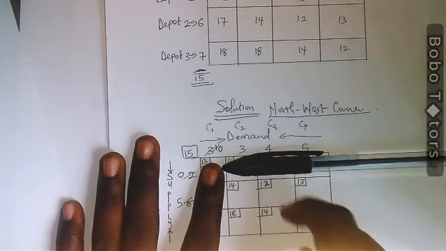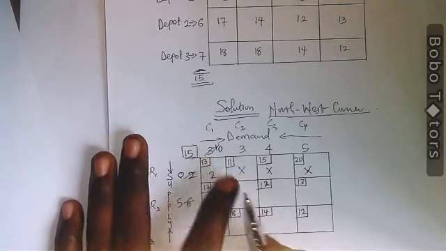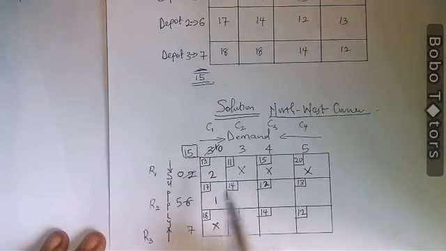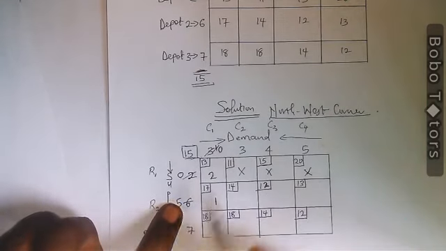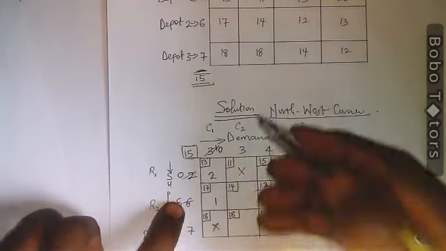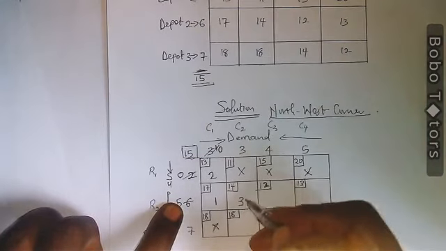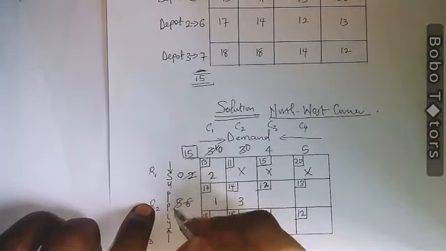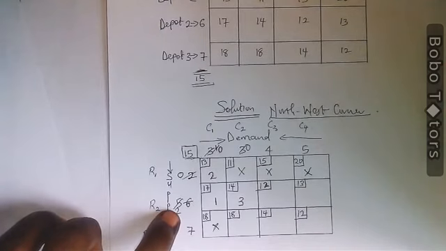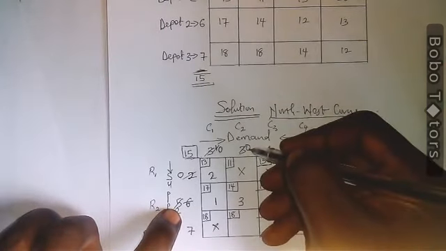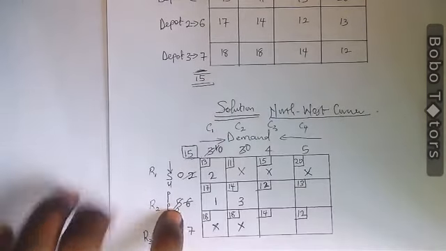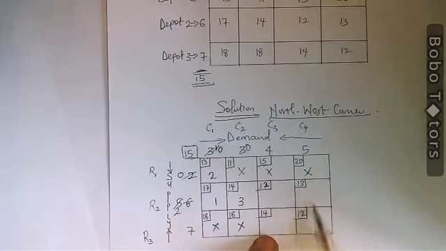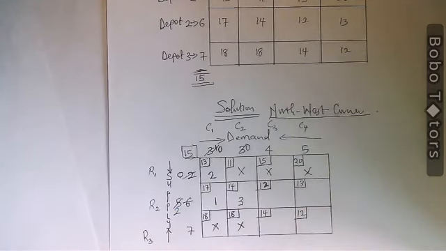Now the next one, you pick this. Here we have 3 and we have 5. The lowest between 3 and 5 is 3, so you pick 3. 3 minus 3 is 0, and 5 minus 3 is 2. Since this one is 0, definitely this one has been cancelled. There's nothing to give this person again. It now remains this.